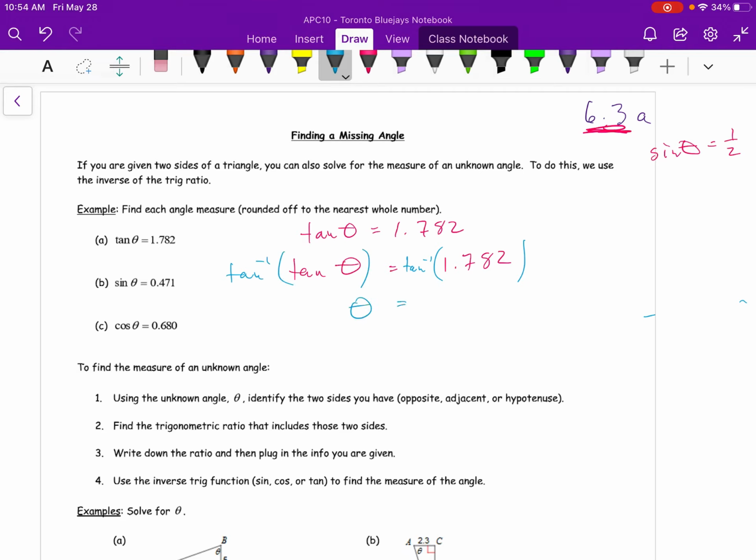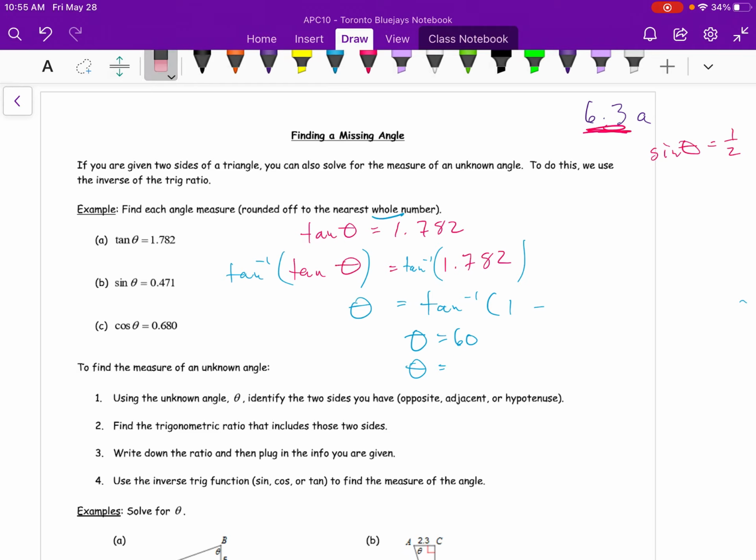On the left-hand side, all I'm left with is theta. On the right-hand side, I have inverse tangent of 1.782. So in my calculator, I hit inverse tan, 1.782, and what I get is that theta is equal to 60 degrees. Oh, no, that's incorrect. It's 60.700 degrees. But since I'm rounding it to the nearest whole number, it would be 61 degrees.